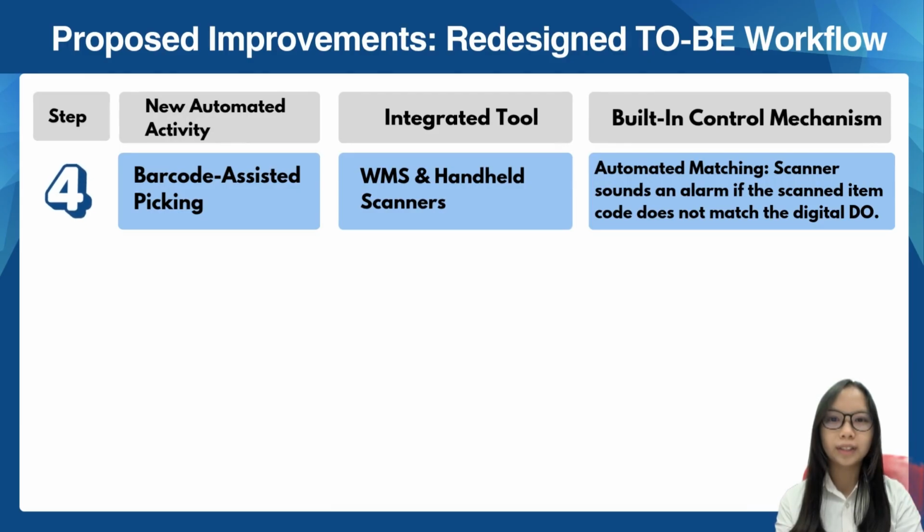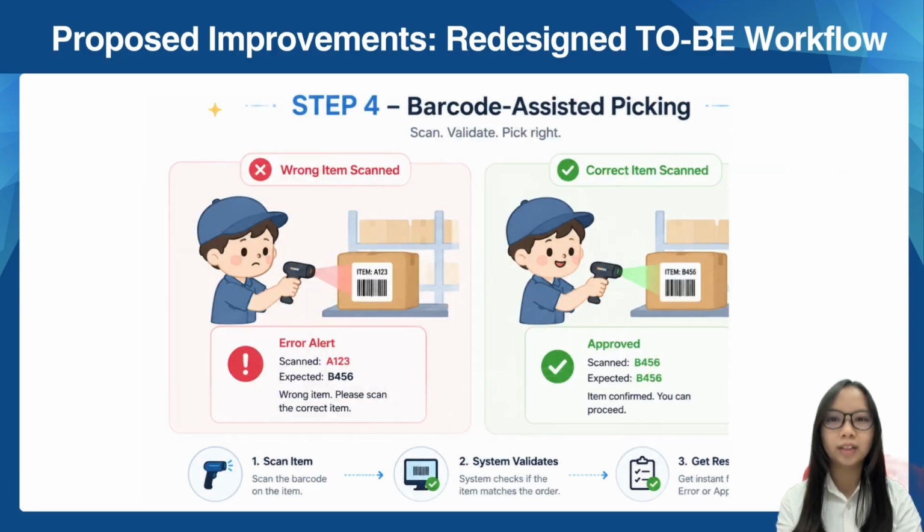Fourth, barcode-assisted picking is implemented within the warehouse. Employees scan each item before dispatch, and the system automatically verifies it against the delivery order. Any mismatch triggers an immediate alert, significantly reducing picking errors and inventory discrepancies.